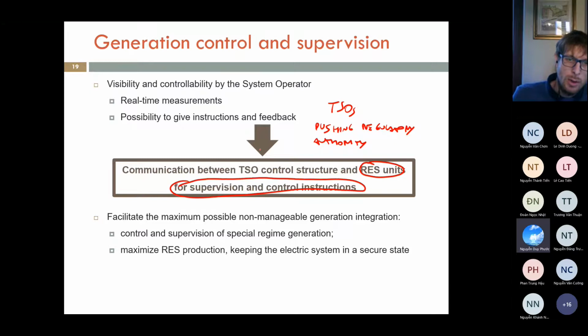In this way, the TSO can communicate with RES, and the RES becomes something more controllable and manageable. The unpredictability and variability issues remain, but at least the TSOs are able to communicate with the RES power plants, exchange messages, and control the production. So one way of dealing with this issue is to make the system smarter and to enable communication between the TSOs and the power plants.